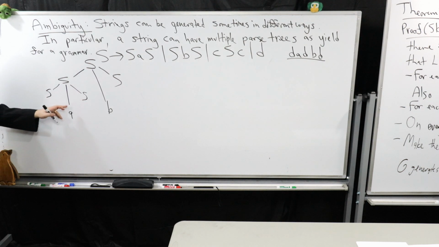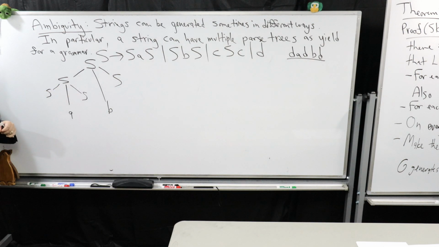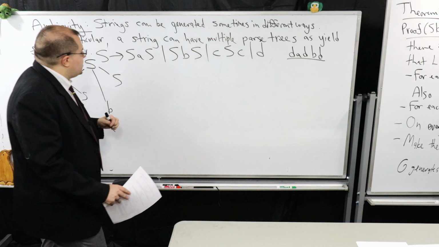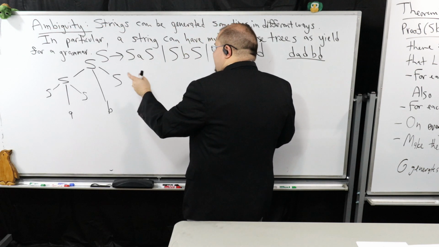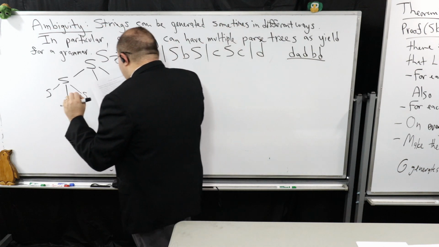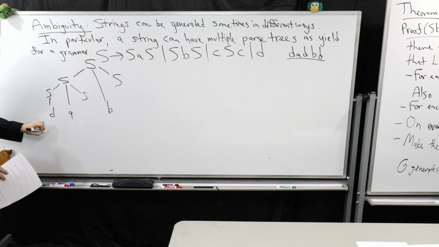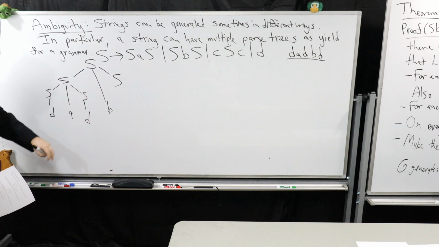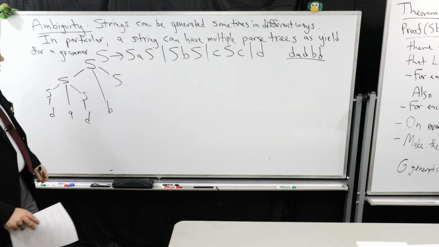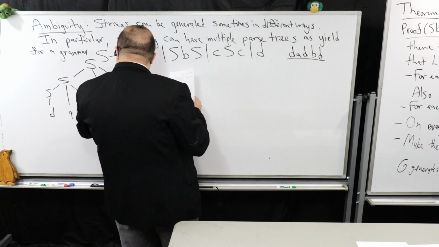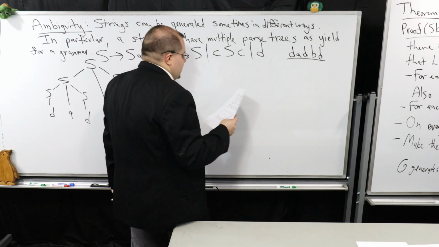Remember, all I'm doing is describing each derivation. So when I ask about the children of this one, it's representing the symbols of that rule. So I have SAS. Now, I'm going to use the last rule over there to turn this into a D. I'm going to take the last rule of this one, turn that into a D. And I'm going to take this one, and make that into a D.